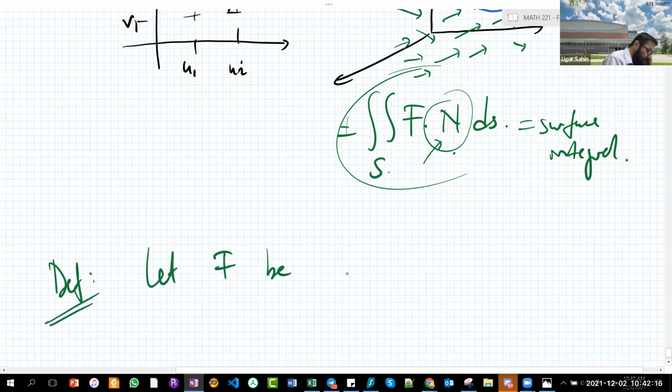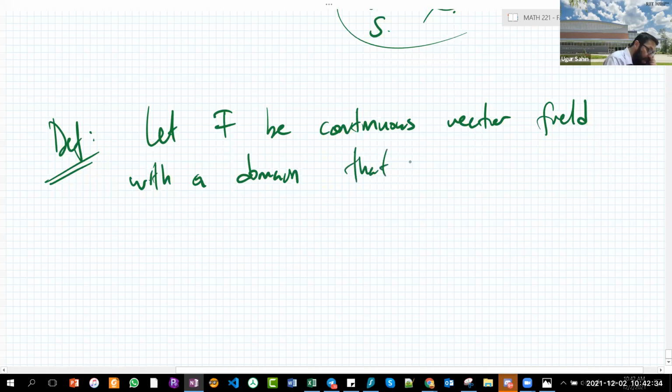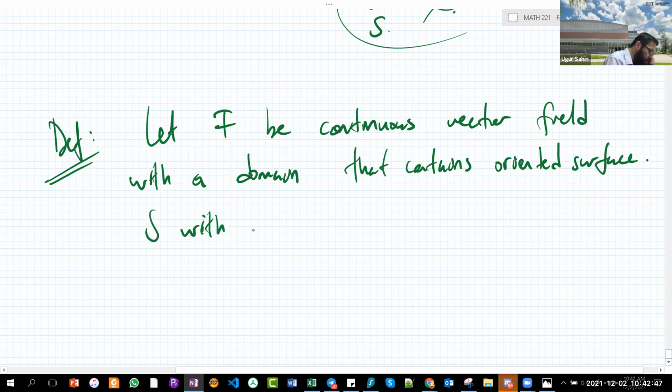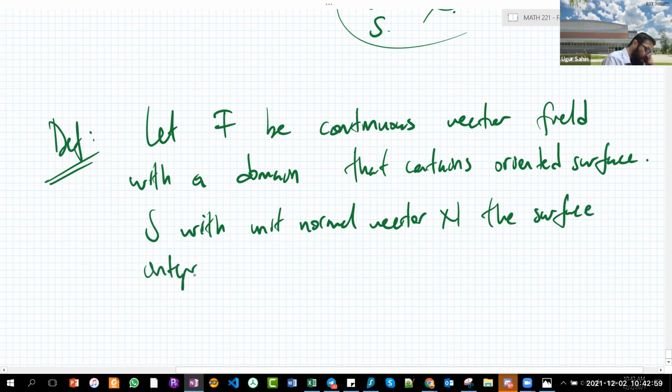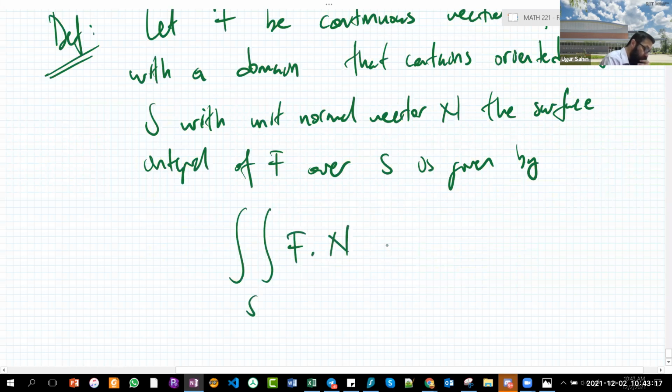Let F be a continuous vector field with a domain that contains an oriented surface S with unit normal vector N. The surface integral of F over S is given by the formula I just showed to you.